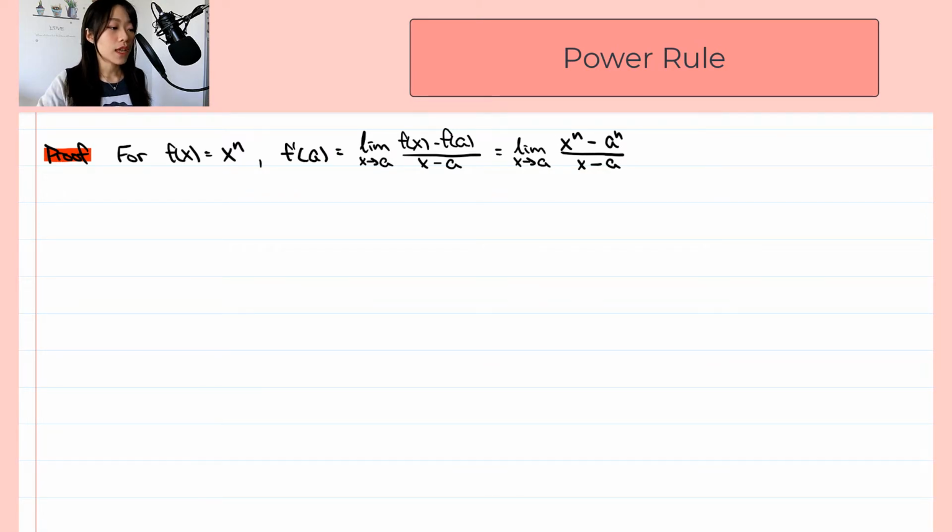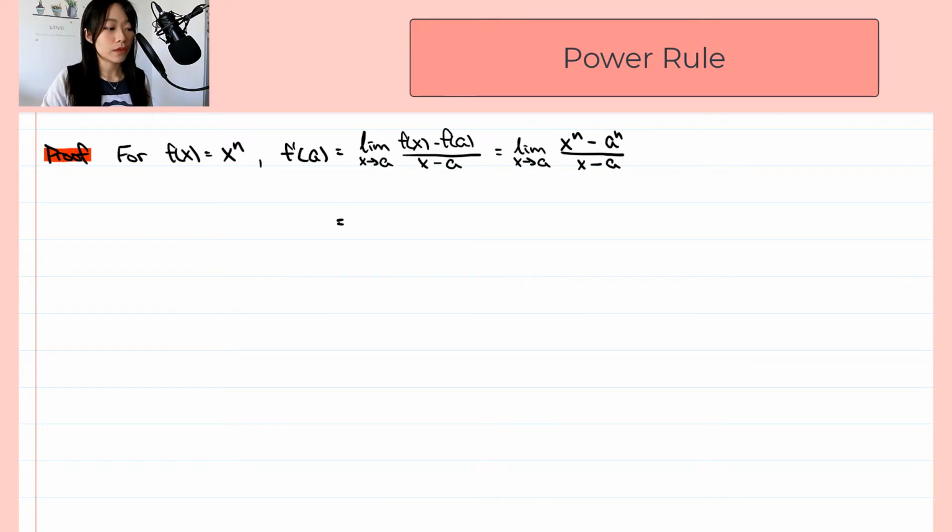Now we substitute f of x and f of a into the function. So this equals the limit of x to the power of n minus a to the power of n over x minus a as x approaches a. Now in the numerator we have x to the power of n minus a to the power of n, so we can use the pattern that I just mentioned.